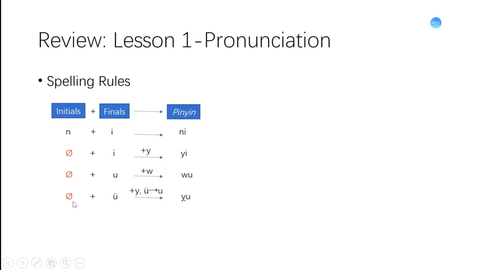So again, let me repeat. Non-initial plus Ü, when we write it according to the spelling rules, first we add a letter Y, and then we remove the two small dots above Ü and change the letter into a U. So when we write it, we write a Y plus a letter U, which makes this Ü look like a U, but actually this is a Ü. Okay, let's read again. E, U, yu. This is the special spelling rules.